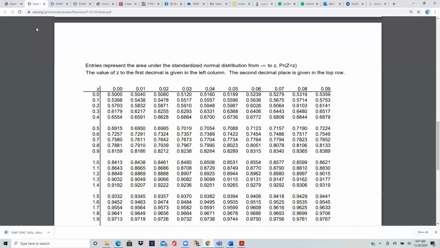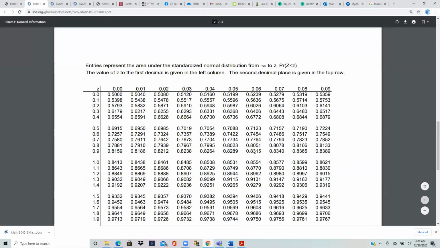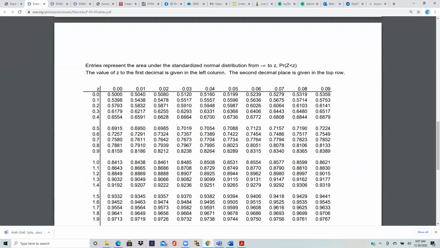So if we look at the table, we look for 0.88 in the probability area. We don't quite find 0.88, but we find 0.8790 and 0.8810. And 0.88 is exactly midway between these two. And therefore the z-value will also be exactly midway between the z-values that correspond to these two probabilities. So for 0.8790, we have z equals 1.17. And for 0.8810, we have z equals 1.18.